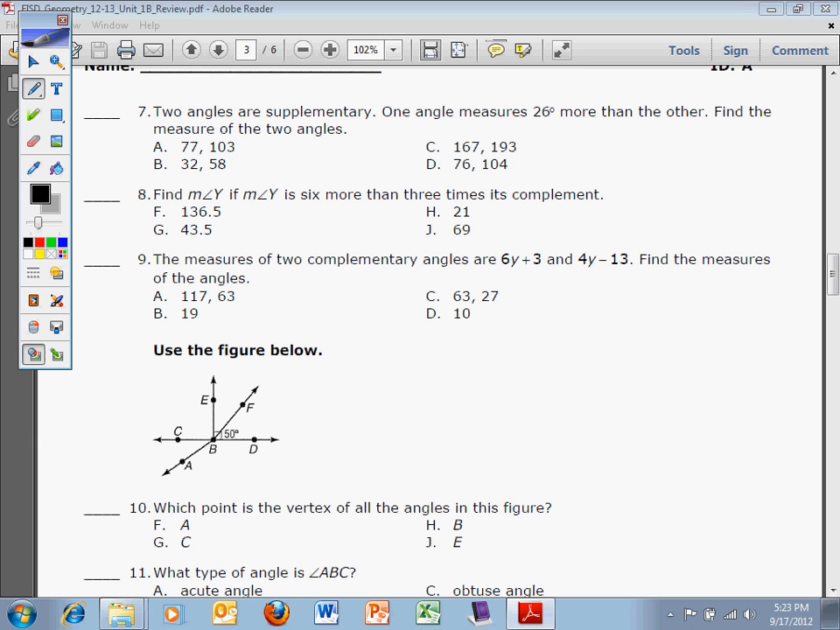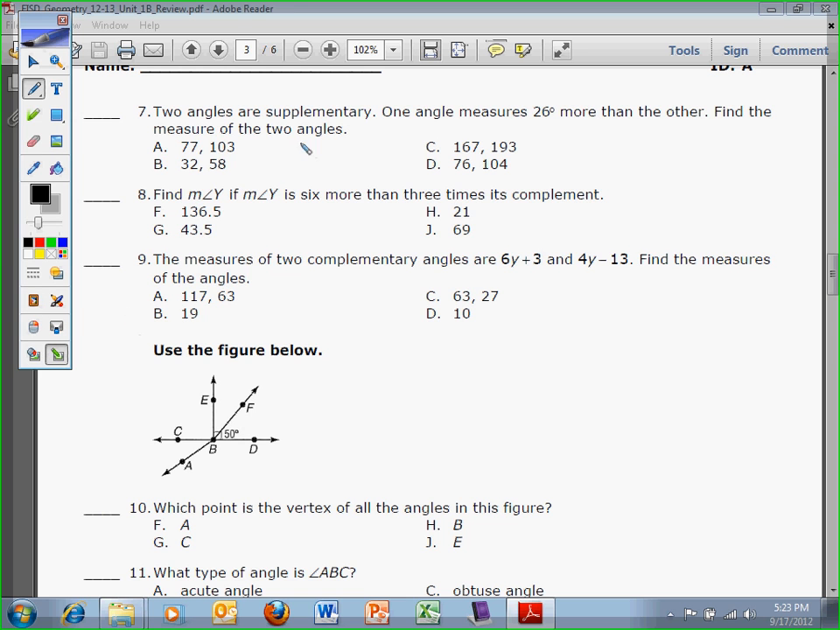Okay, this is the Geometry Unit 1B review. Now we're going to cover questions 7 through 12. In question 7, it says two angles are supplementary.